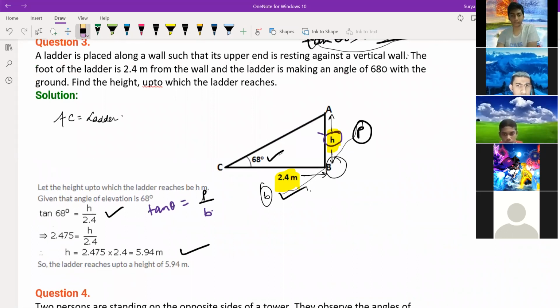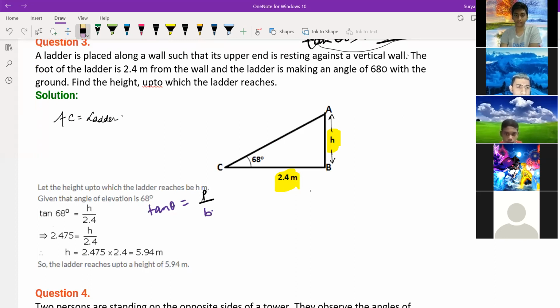Where is the ladder? It's taking the angle of elevation as 68 degrees. Okay, I actually took the angle of depression as 68 degrees. If you take angle of depression also, Samarth, it comes the same only. It's only for showing purpose. If they ask for depression or for elevation, the angle will come the same, but you have to show depression here. That's it. All right.